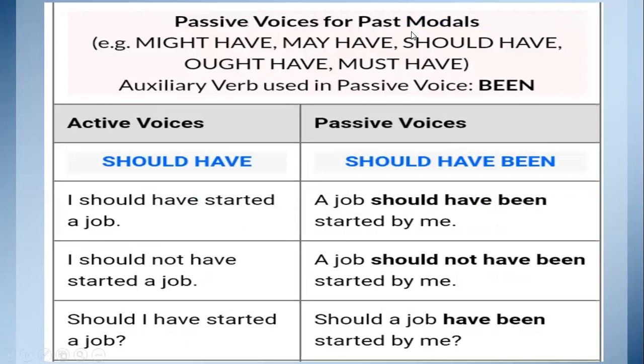Now, passive voice for past modals. Now, those were the present modals. Now, let's have a look at the past modals. The be changes to been. Now, the auxiliary verb that I'm using is been. Okay. So, I should have started a job. So this is a past tense. Okay, the sentence is in a past tense. So the change would be: a job should have been started by me. Now see, should have remains the same. I'm only adding a been here. Okay, and the been is the auxiliary verb that changes it from active to passive. Okay.